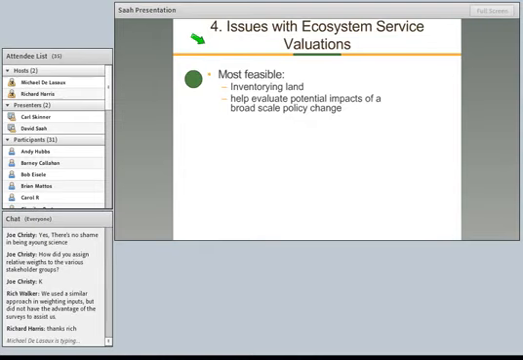I had a planned break here, but I think I'm just going to launch right through this. Issues with this general approach: what are the problems with this approach, and where could this approach be really valuable to people?